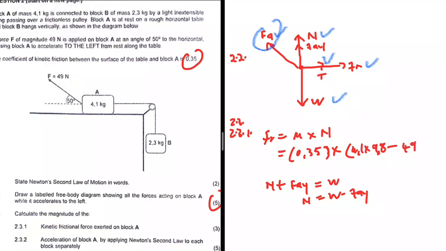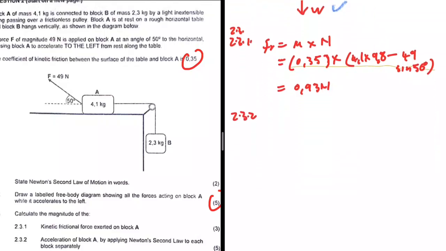The y component is going to be 49. On a flat surface, cos is x and sine is y. So sine of 50 degrees. Let me get rid of this. I was just showing you how the normal force comes about. So the frictional force is going to be equal to 0.35 multiplied by 4.1 multiplied by 9.8 minus 49 sine of 50. What do I get? 0.93. So 0.93 newtons. We're only interested in the magnitude, no need for direction. So there we go, that is 2.3.1.